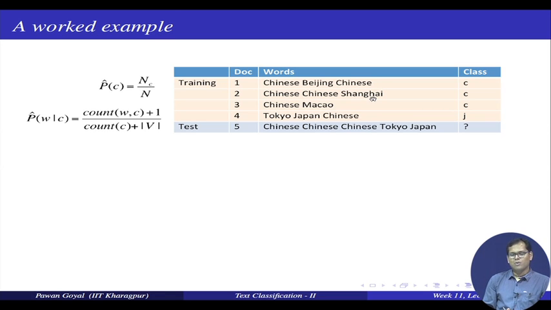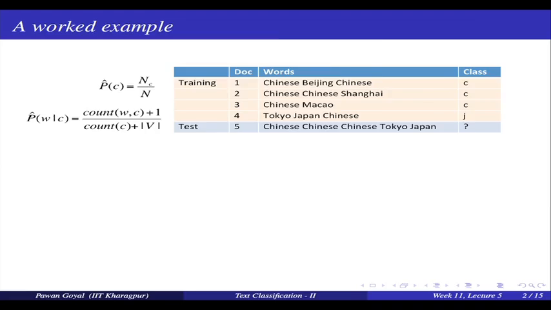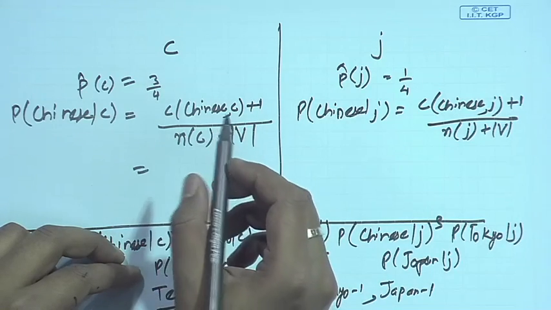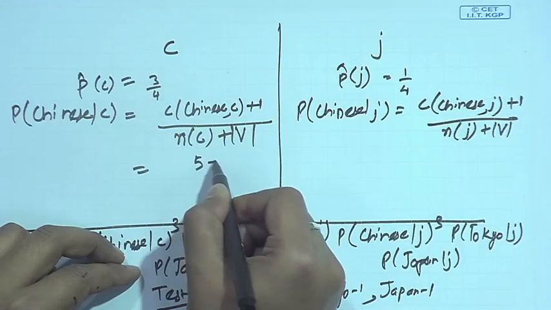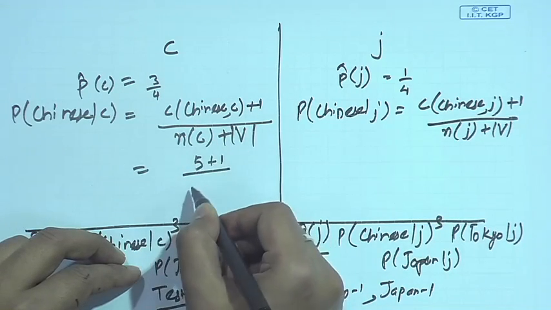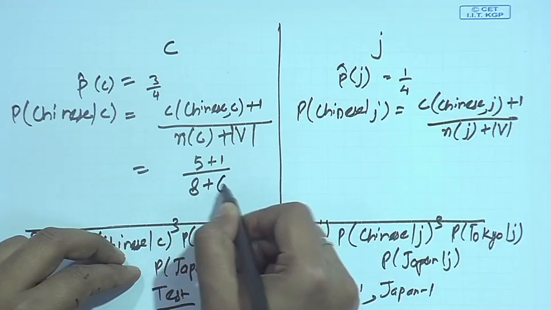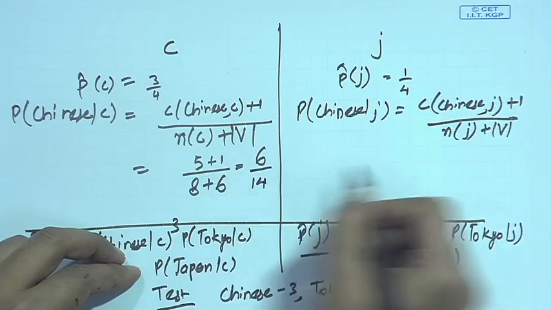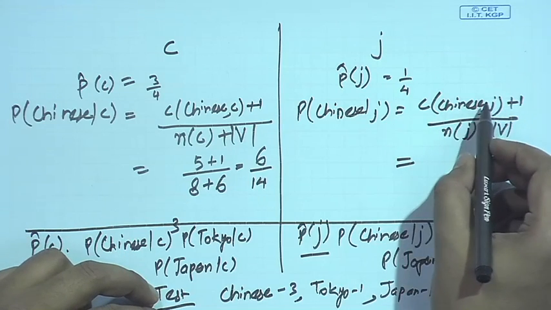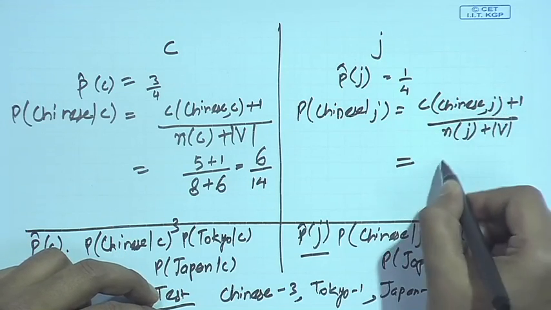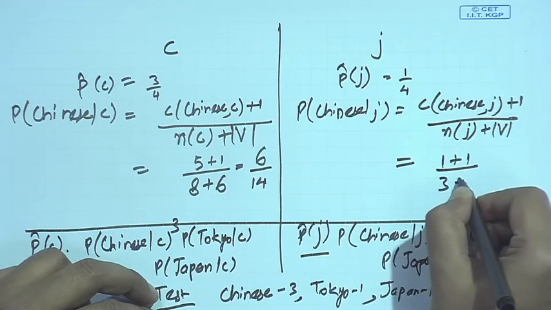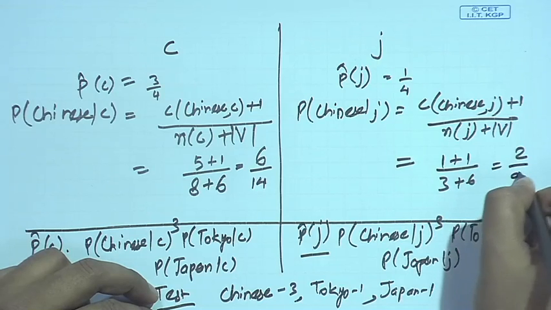So I now know all my variables, so I will write it as 5 plus 1, divided by number of words in class Chinese, which are 8, plus vocabulary size, which was 6. This comes out to be 6 by 14. What about this? The number of times Chinese occurred in class Japanese was once, plus 1. Number of words in class Japanese were 3, plus 6. So this comes out to be 2 by 9.